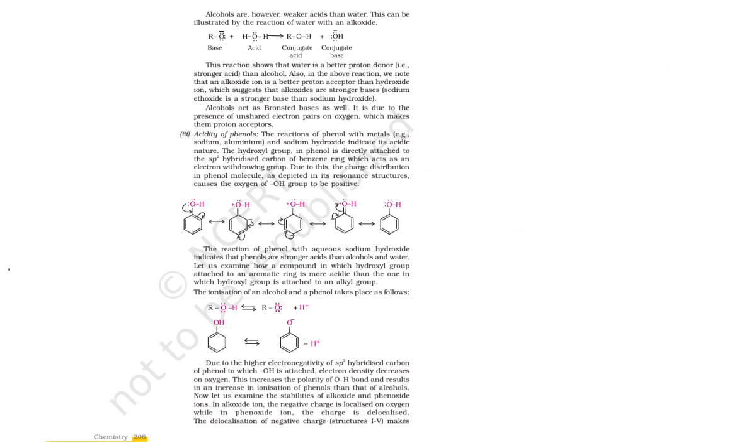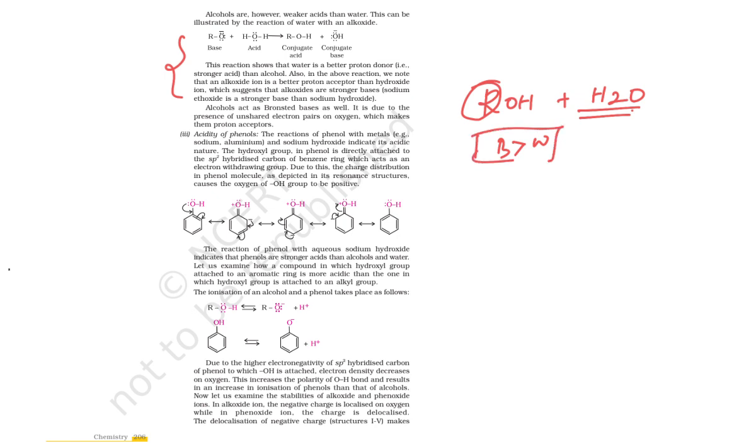If you are comparing alcohol and water, ROH plus H2O: here there is an electron releasing group, and here there is no electron releasing group. So your alcohol is going to be more basic compared to water. So this one acts as a base. What is the reaction going to be? If it extracts the proton, what does it become?